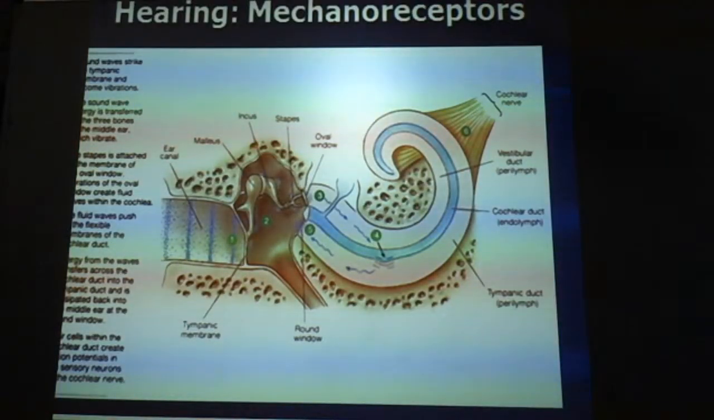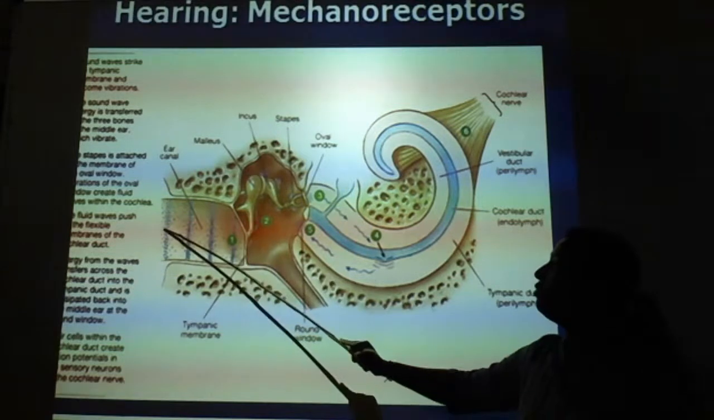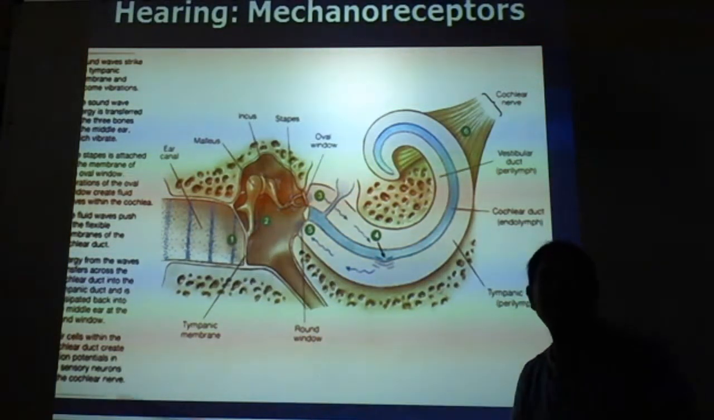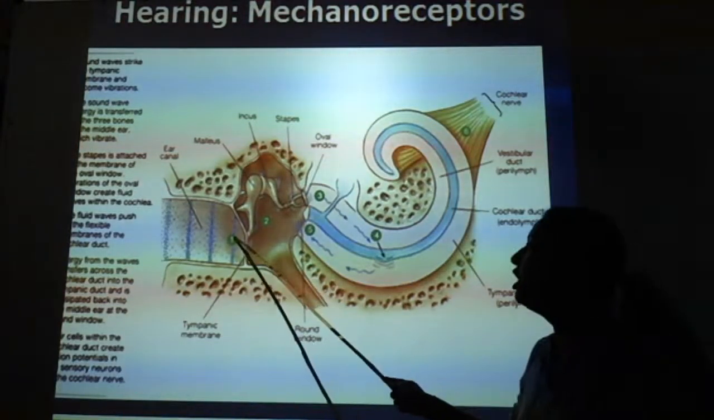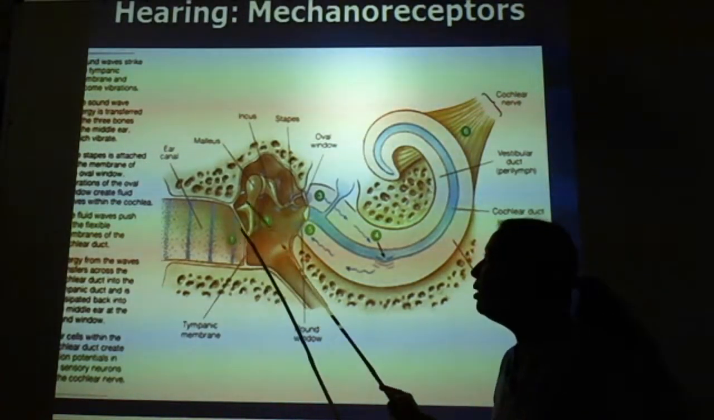Now, this is the most important diagram. Now coming to the mechanism of hearing. Firstly, the sound waves strike the tympanic membrane. So see here, point number 1, the sound waves which come strike against the tympanic membrane, and this is converted into vibrations. The sound wave striking against the tympanic membrane causes vibration. This is point number 1.